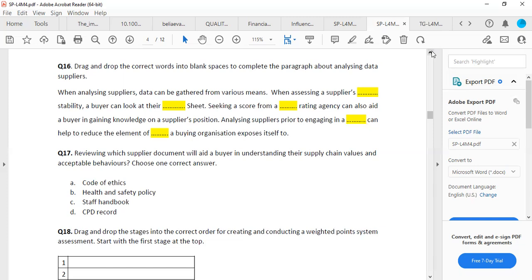It can also aid a buyer in gaining knowledge on a supplier's position. Analyzing suppliers prior to engaging in a dash can help to reduce the elements of dash a buying organization exposes itself to. Analyzing suppliers prior to engaging in a contract can help to reduce the element of what?